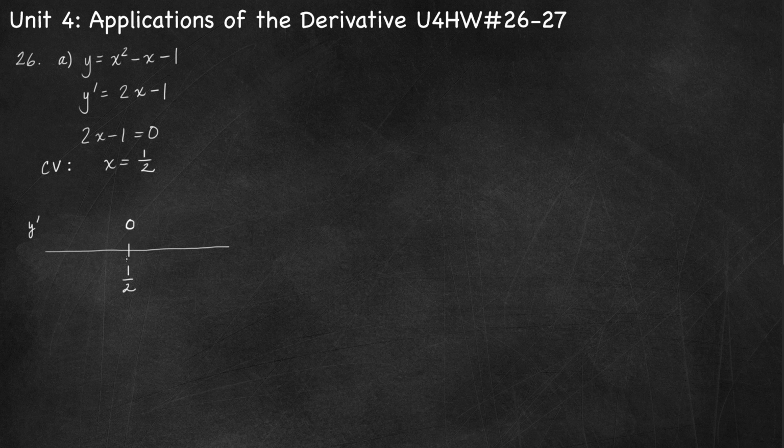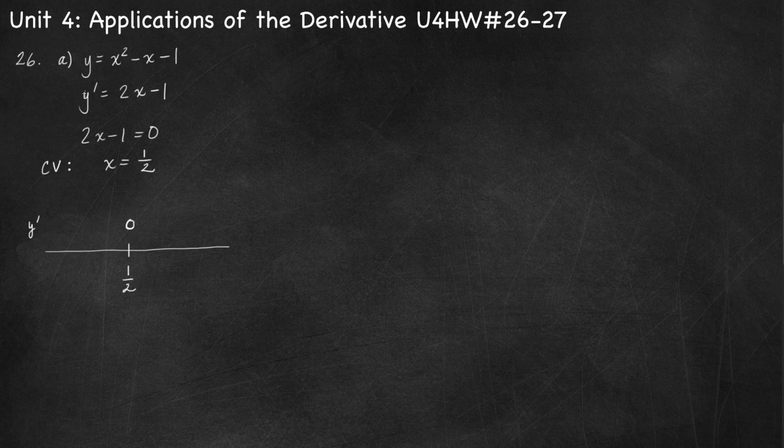And that means for any other value, any other real number besides 1/2, the derivative is either going to be positive or it's going to be negative. It can't be 0 because the only zero we found was x equals 1/2. So let's pick a test point. I'm going to use any value that is less than 1/2 as a test point. 0 is an easy one to substitute back in. So my test point is going to be x equals 0.